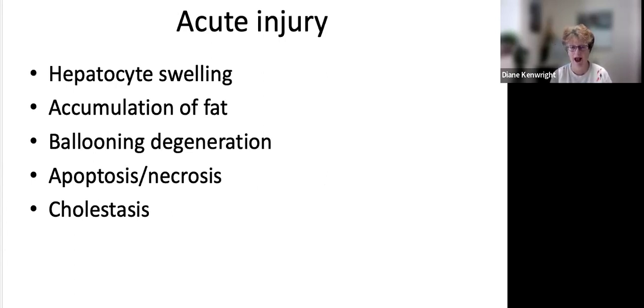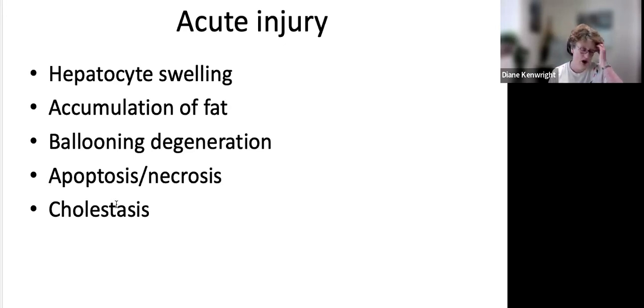The cells swell, right? So they're injured, so their ATP and membrane control doesn't work so well. They swell. The lipid metabolism is upset, so they don't export lipid, and it accumulates in the cells, so you get fat in the cells. Ballooning degeneration is a kind of change that we get with hepatocyte swelling, where all the cytoskeletal proteins just start looking fluffy on the inside. Then, of course, the cells can die, undergo apoptosis.